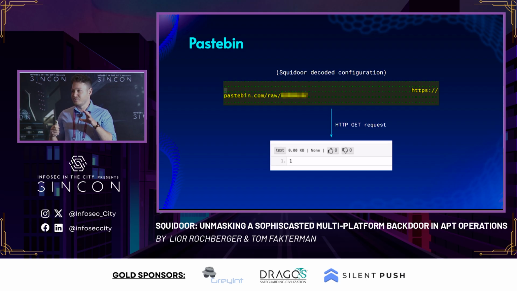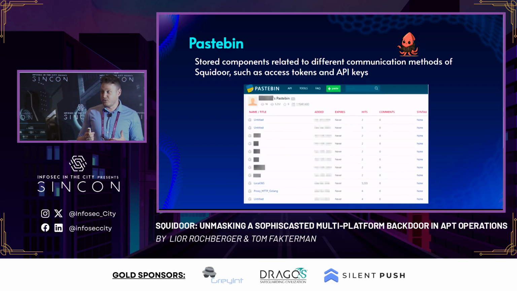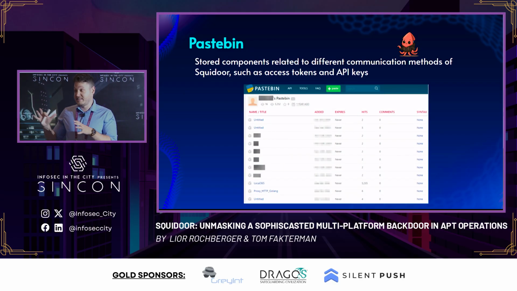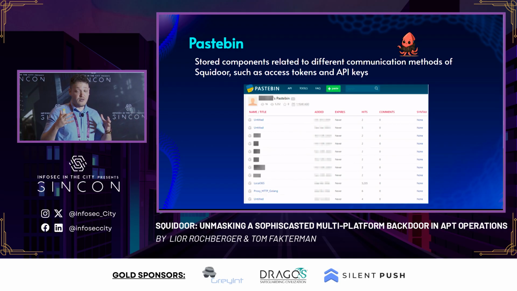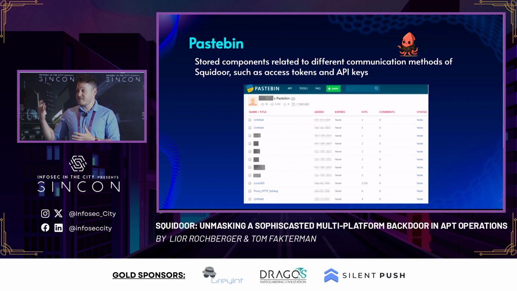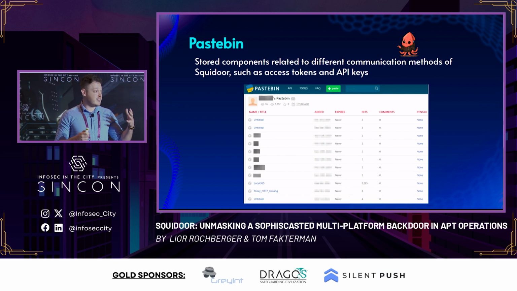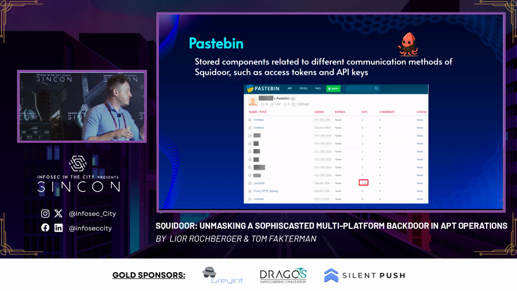So we decided to dig deeper and see what else was on this Pastebin account. And inside, we found a bunch of additional access tokens and API keys for a lot of different services. So it looks like the attackers used this Pastebin page to store some data for their attacks. Now, as part of our investigation, we continued to track the activity on this Pastebin page. And one day, everything inside the Pastebin page has changed.